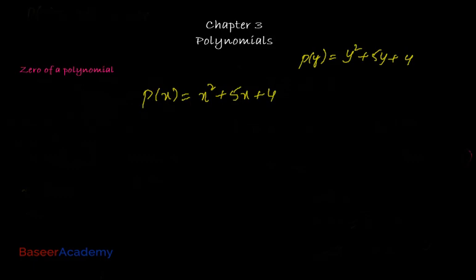Now let us find the zeros of this polynomial x square plus 5x plus 4. How many zeros would be there? There would be two zeros because the degree of this polynomial is 2. If the degree of the polynomial is 2, you get two zeros. If the degree is 3, you get three zeros. As simple as that. The number of zeros is equal to the degree of the polynomial. Now let's see how to find the zero of the polynomial.